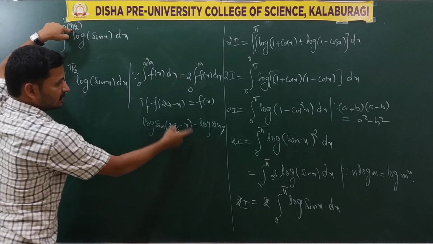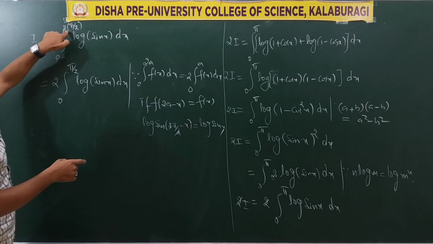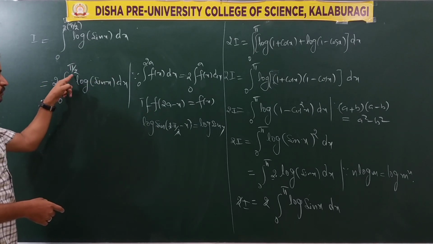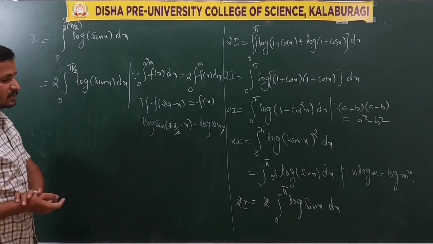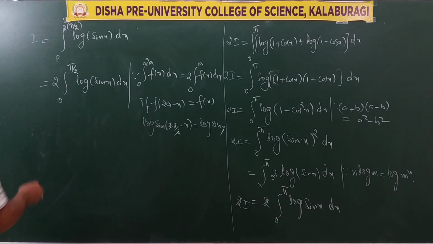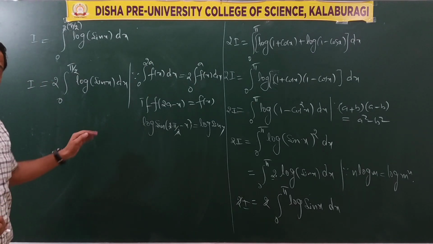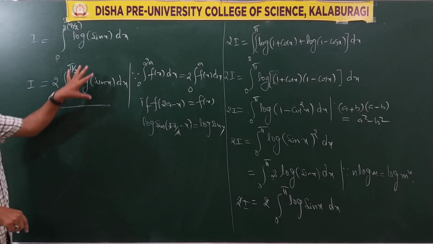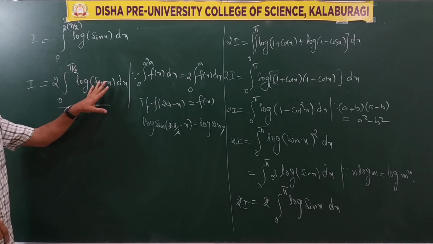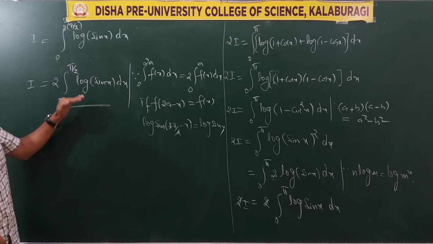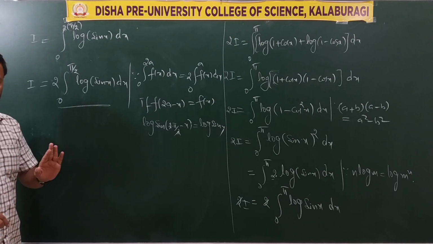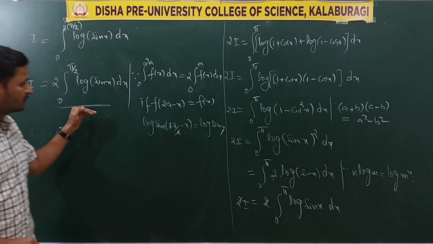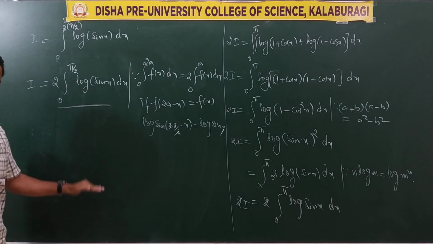So this integral from 0 to pi by 2 of log of sin x can be written as 2 times the integral from 0 to pi by 2 of log of sin x into dx. Okay? Yes. The next step you already know from the last problem, the second problem: integral 0 to pi by 2 log of sin x. So using that method, we follow the procedure up to here. From here, the second problem is as it is.